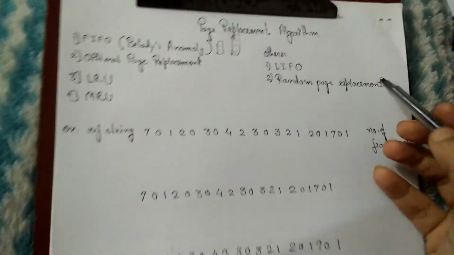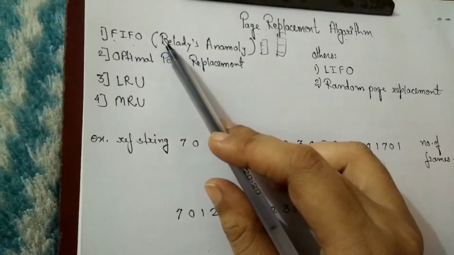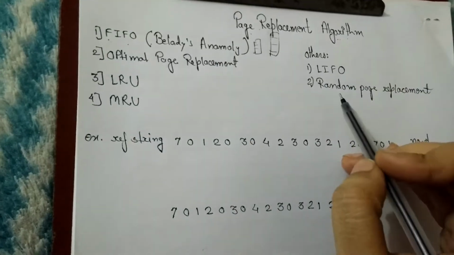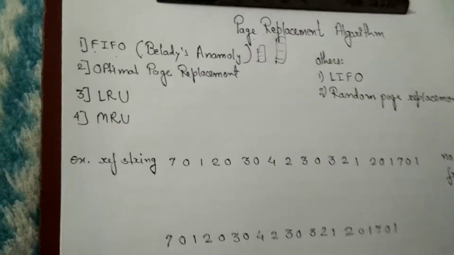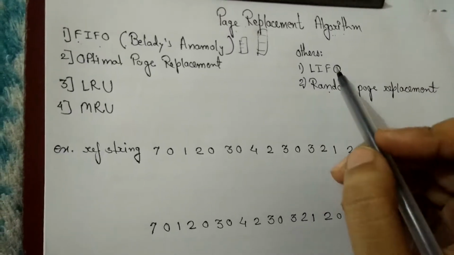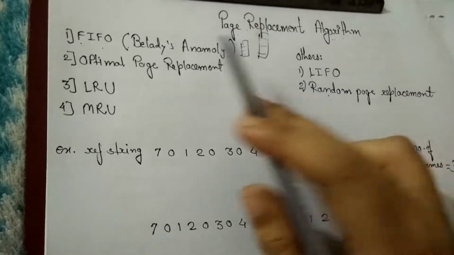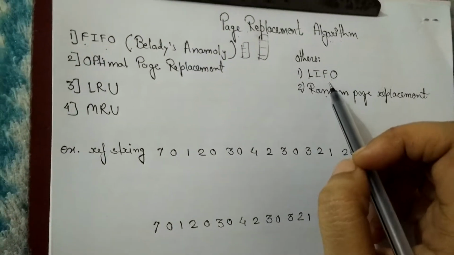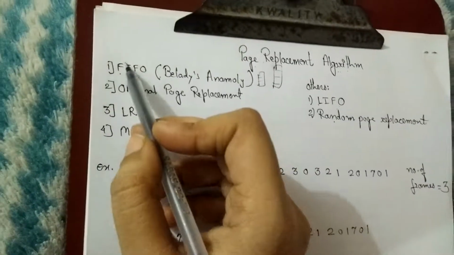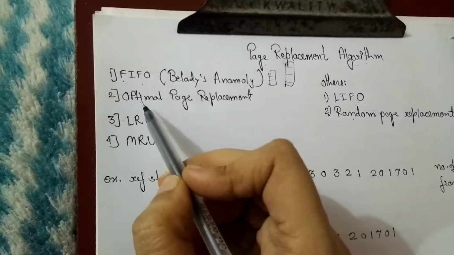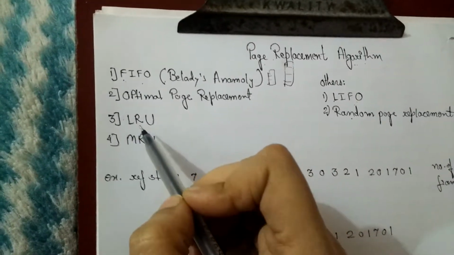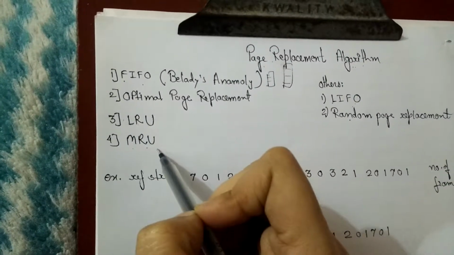Now there is a possibility that random page replacement policy may also suffer from Belady's anomaly, because in random page replacement policy any page can be used for replacement. The other is last in first out, similar to first in first out. But most of the time these four page replacement algorithms are used, that is first in first out, optimal page replacement, least recently used and most recently used.